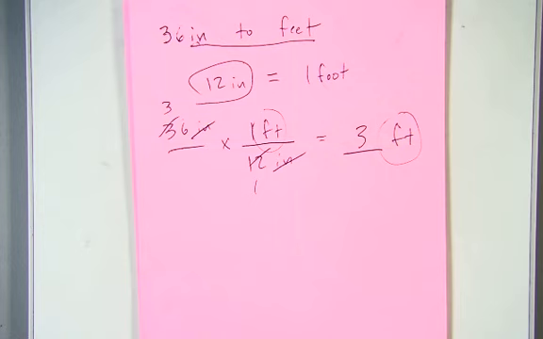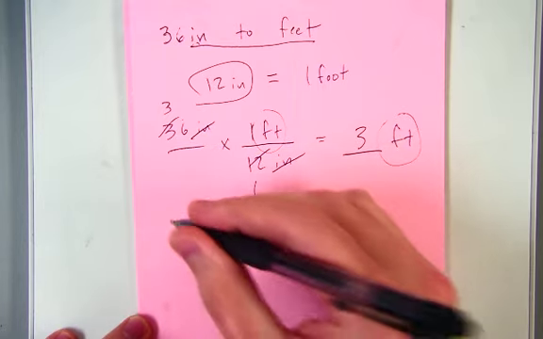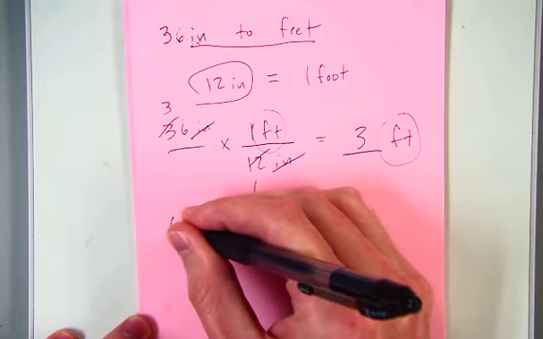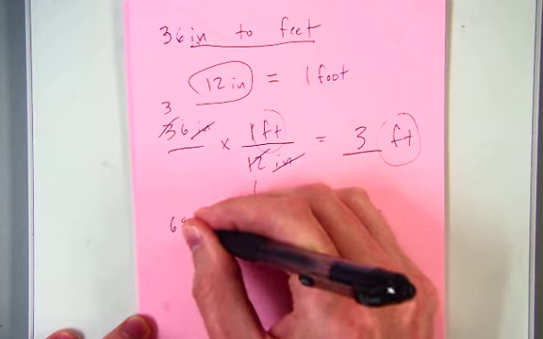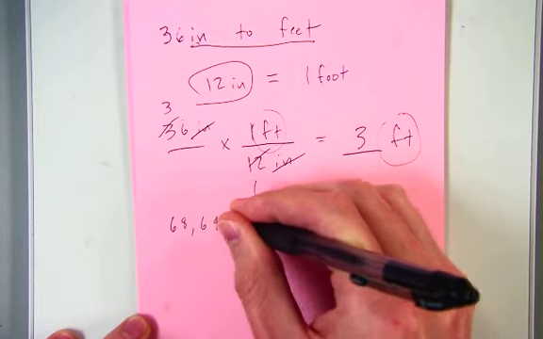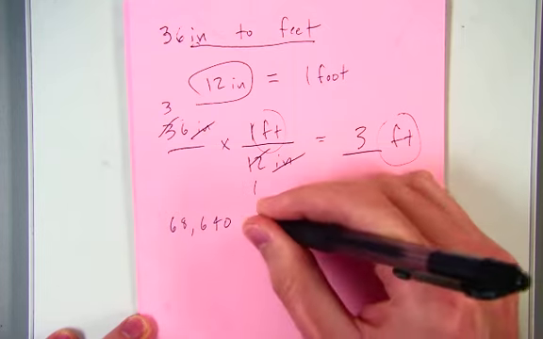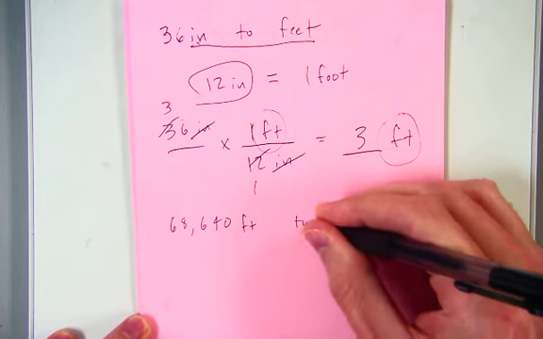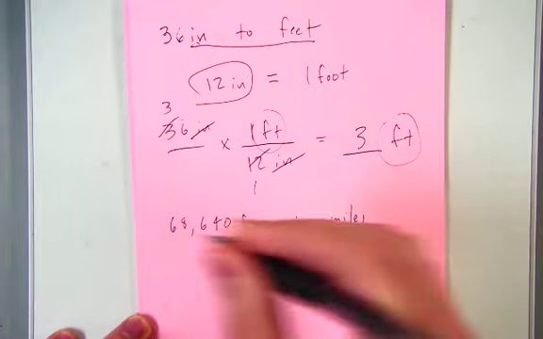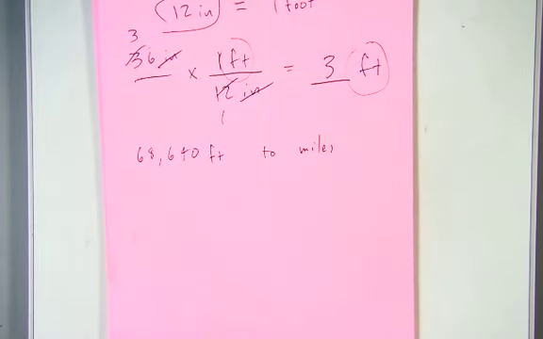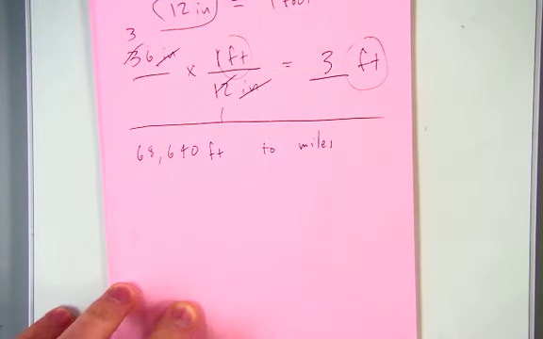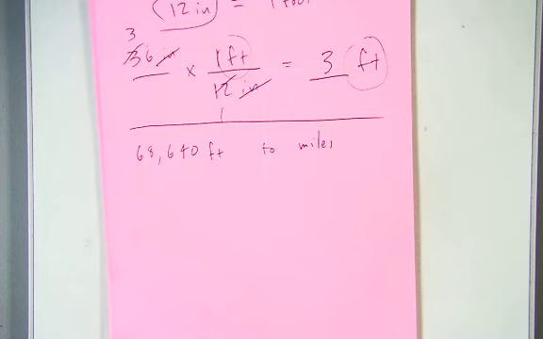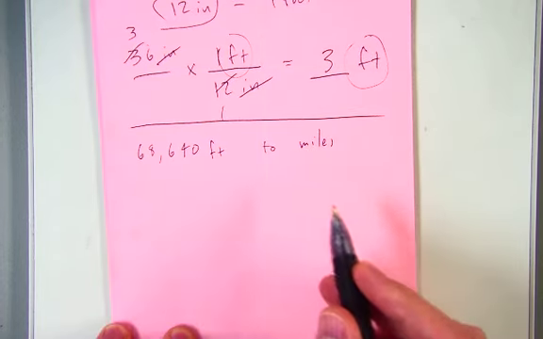Let's look at another one here. Okay, so let's say we want to change 68,640 feet to miles. And one thing you're going to notice in this module is because we really want you to be using a calculator, some of the numbers are going to be a little messier than they were before. Okay, that's not unusual.